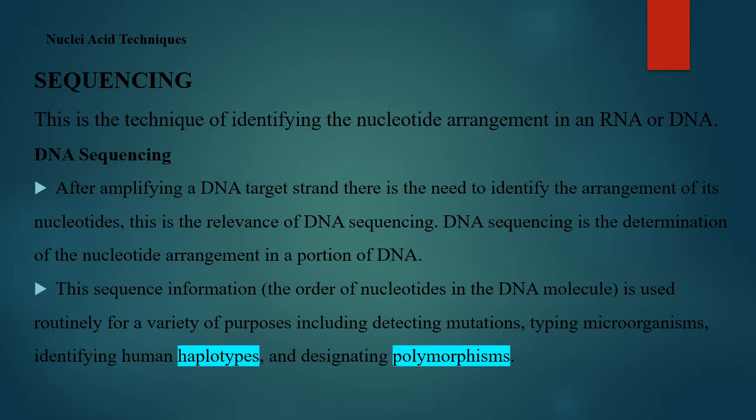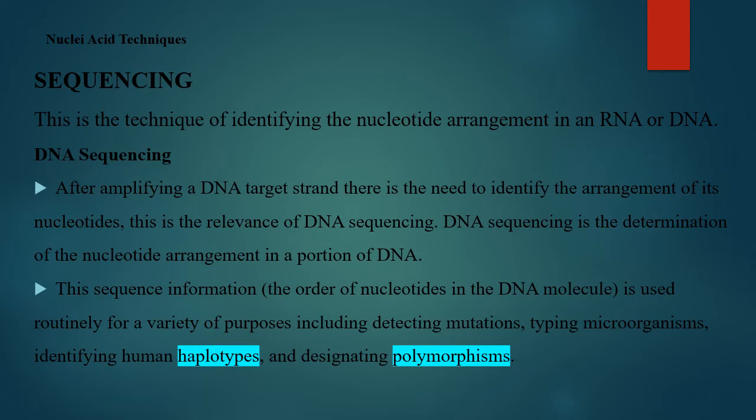After amplifying a DNA target, so for instance, if you use PCR to amplify a DNA target strand, there is the need to identify the arrangement of its nucleotides. This is the relevance of DNA sequencing. So when you have done the PCR, yes, you have isolated a gene, but what is the arrangement there? So DNA sequencing is the determination of the nucleotide arrangement in a portion of DNA.